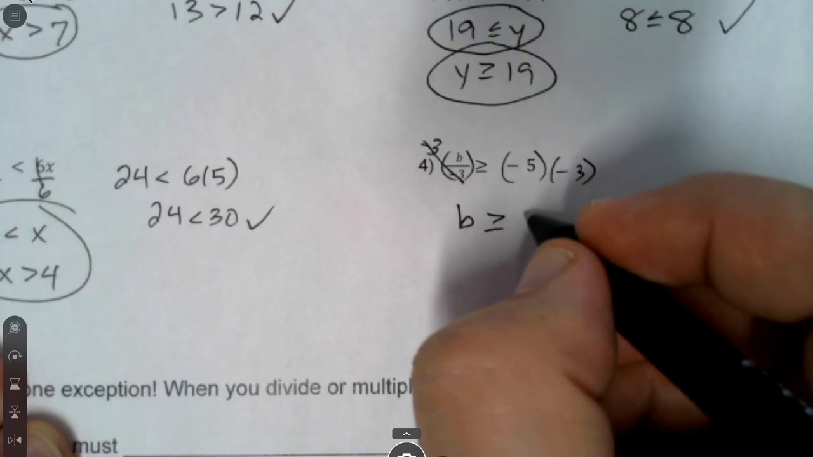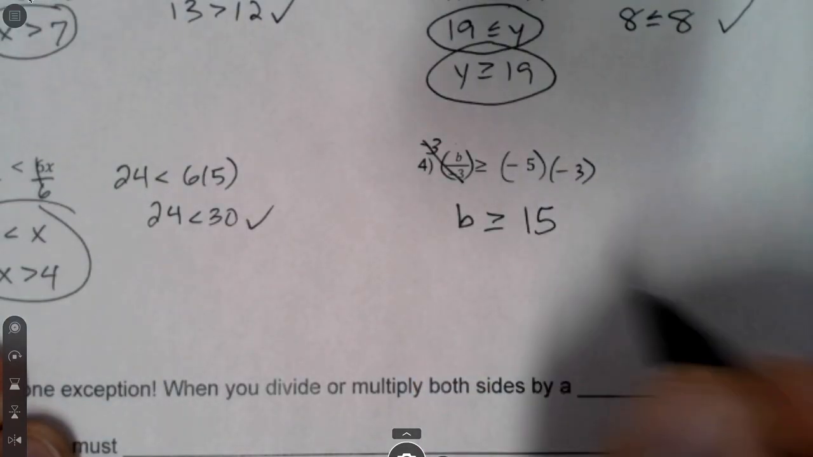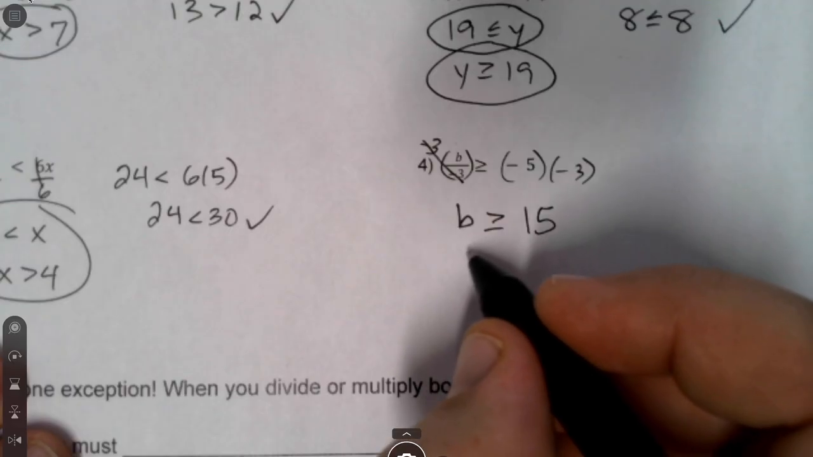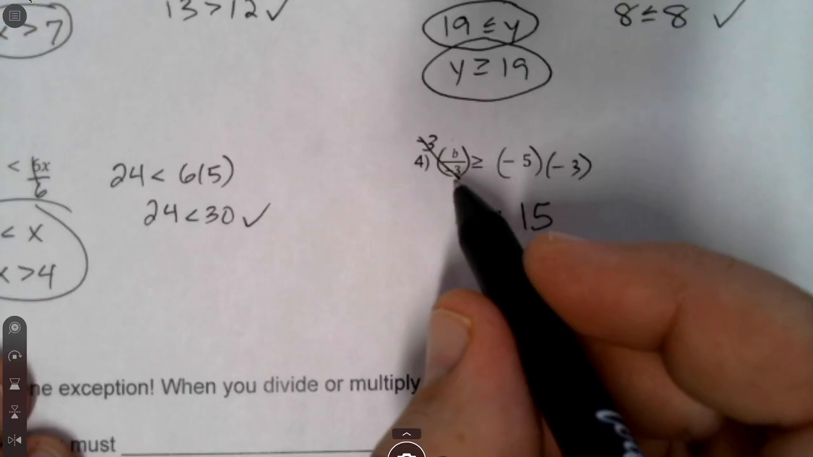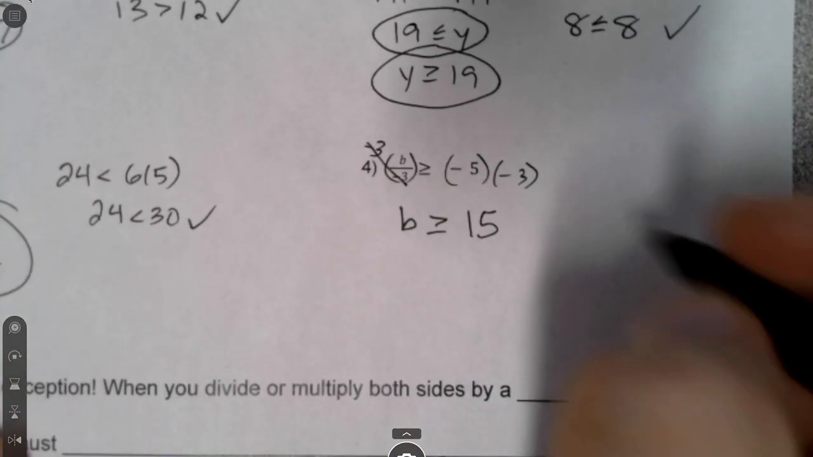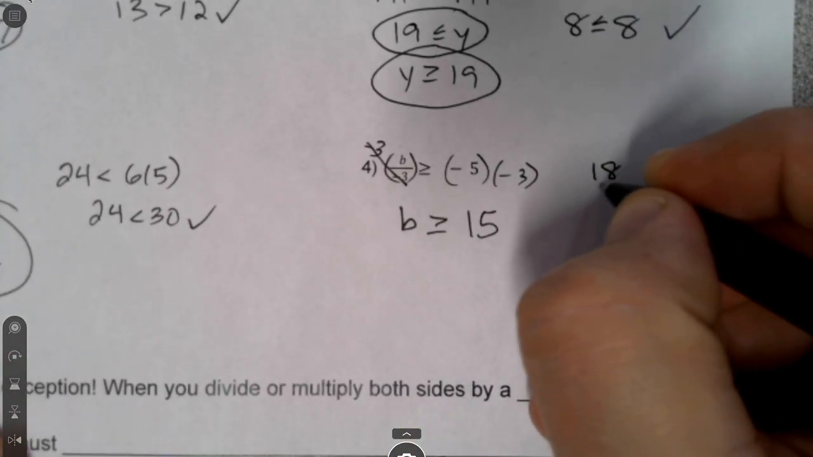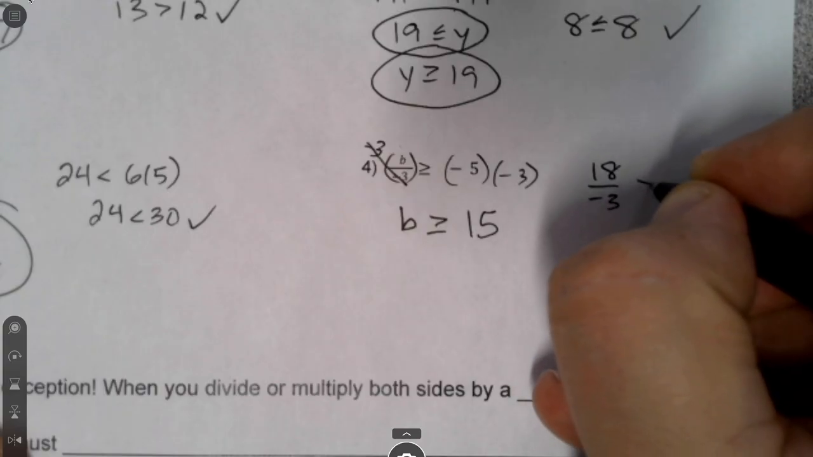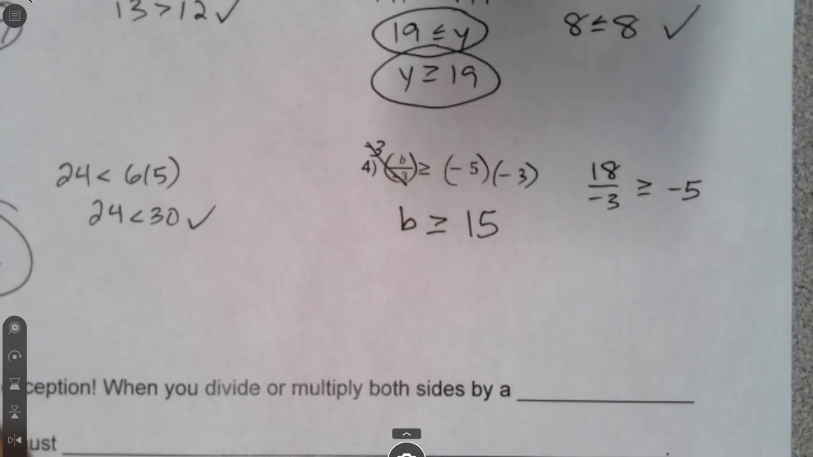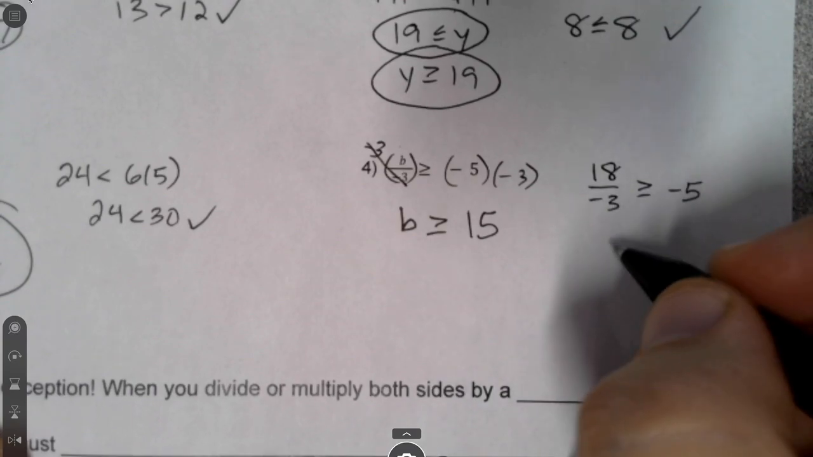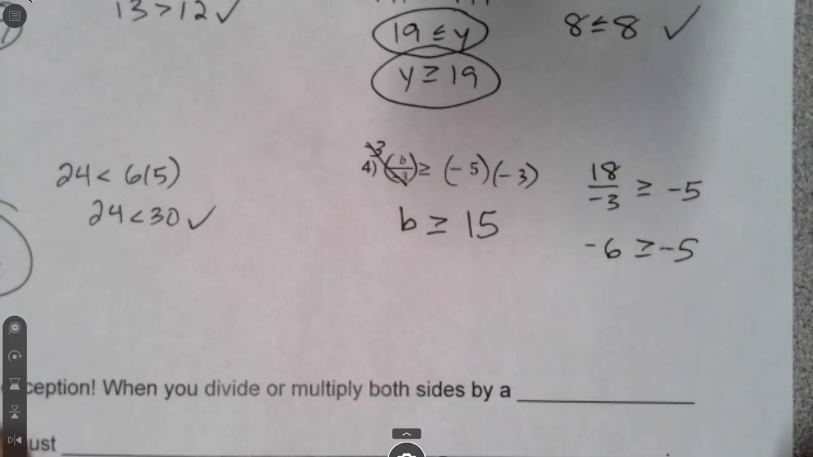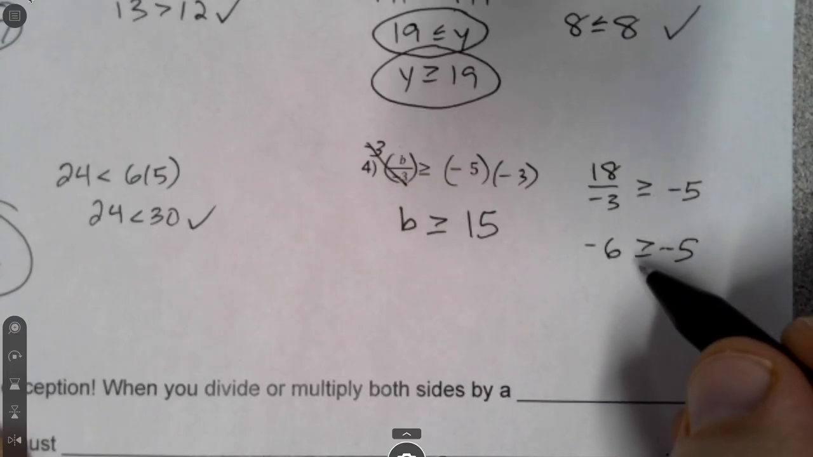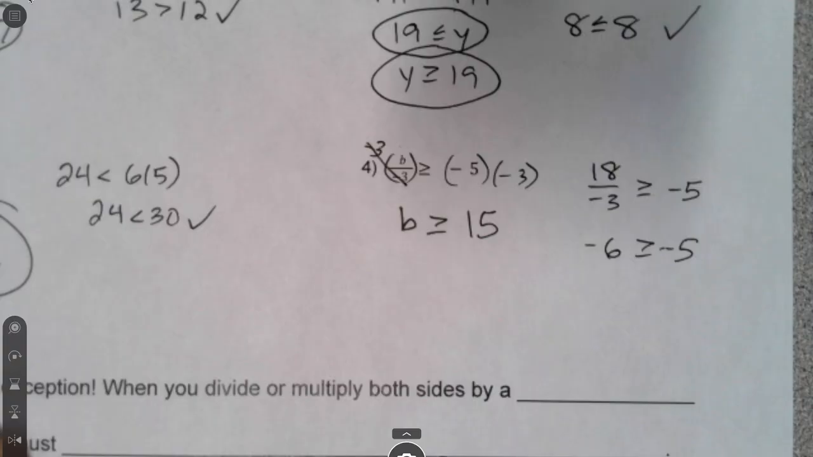-15 times -3 is +45. So this says this should work if b is any number bigger than 45. So I'll just pick 18. I just chose 18 because I know I can divide that by 3 and it comes out to a whole number. So 18 divided by -3 is greater than or equal to -5. 18 divided by -3 is -6. Uh-oh, wait a minute. -6 is not bigger than -5. It's obviously not equal to it, so something's wrong here.